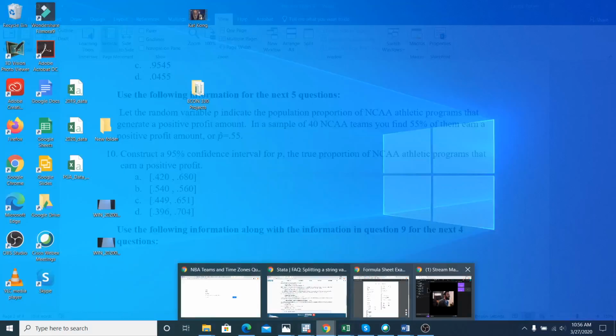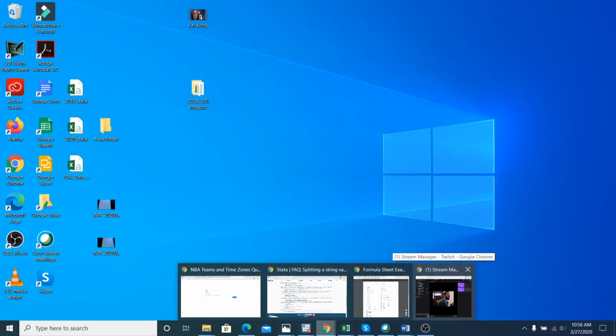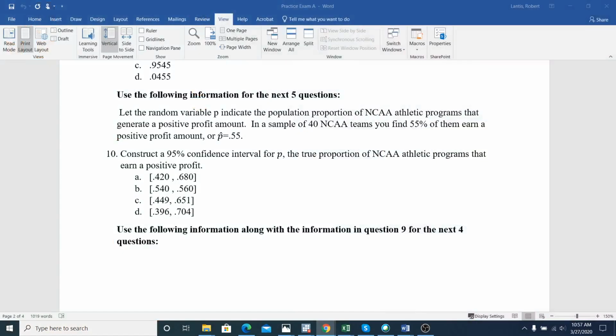Okay, let me double check something here too. Okay, so for number 10, I've got this random variable P. It indicates the population proportion of NCAA athletic programs that generate positive profits. So I take a sample of 400 NCAA teams and I find 55% have a positive profit amount, a sample proportion of 0.55.